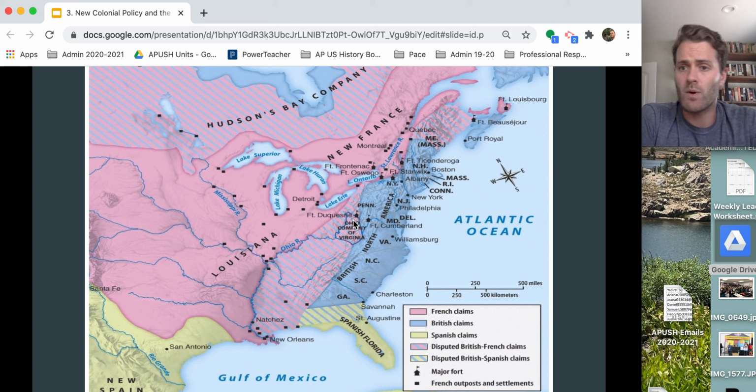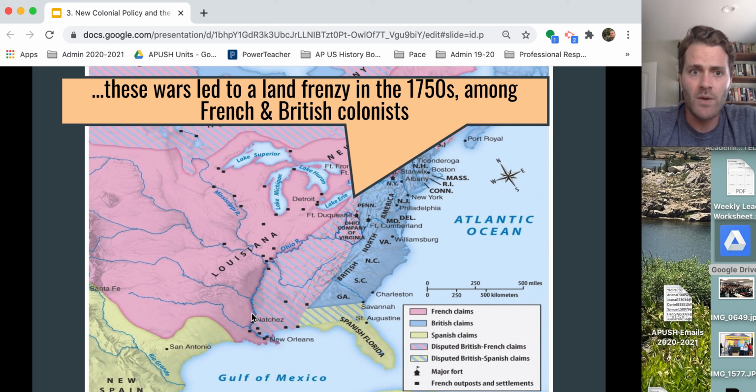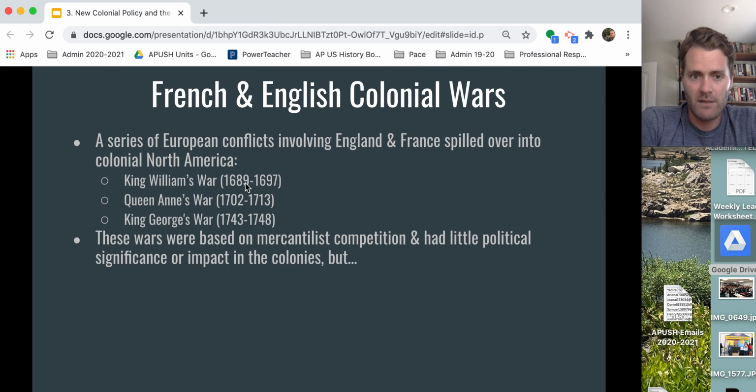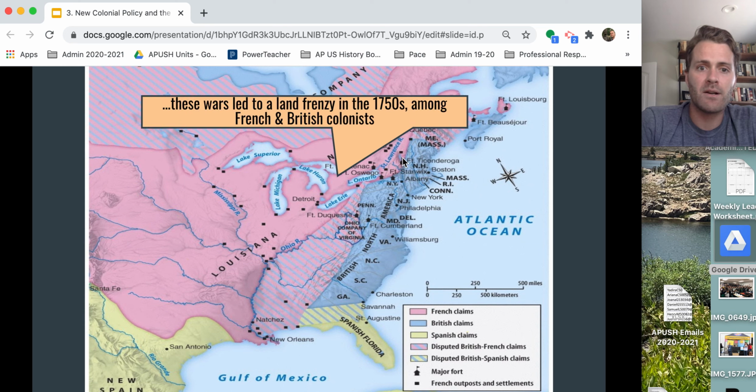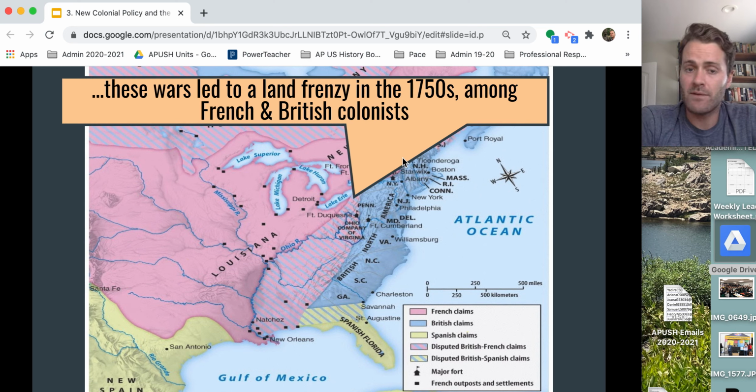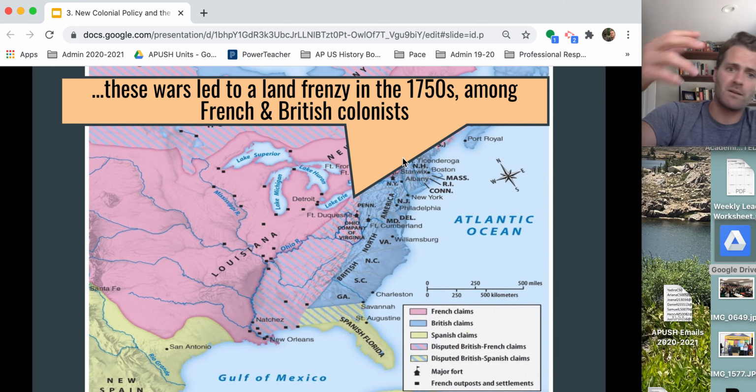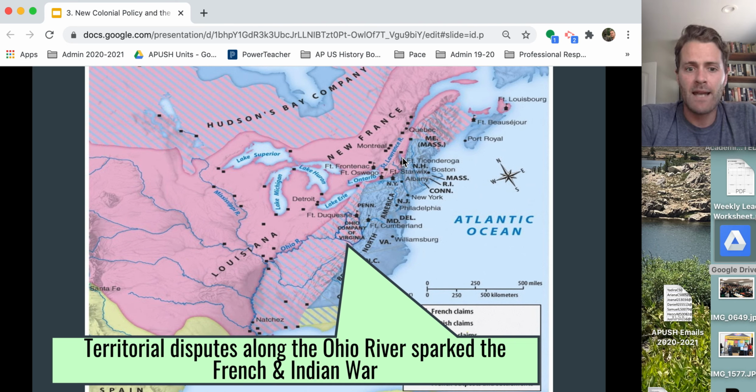They capture all of George Washington's men, and with that, the French and Indian War has begun over this disputed territory here in the colonies, which is why this war, more than any other of the French and British conflicts, is going to impact the colonies. So these wars that we talked about, King William's, Queen Anne's, King George, they're going to lead to a land frenzy in the 1750s as the French colonists are trying to expand and the British colonists are trying to expand. Now, it's the Ohio River Valley and the territorial dispute there that are going to spark the French and Indian War.